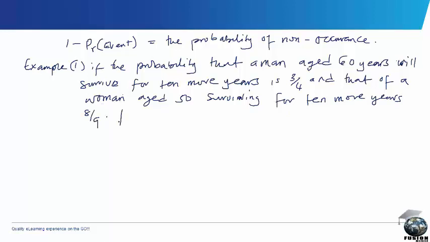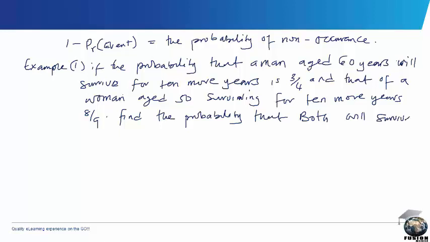Find the probability that both will survive for 10 more years. We'll find out the probability that both of them will survive for 10 more years. And then B, find the probability that both will not survive.